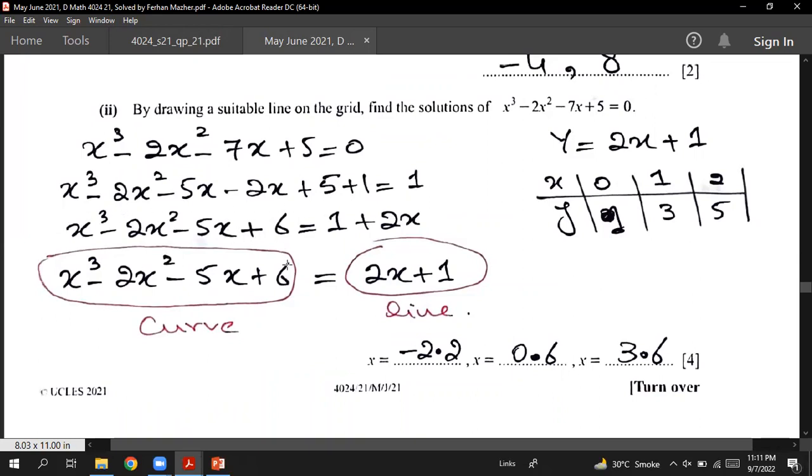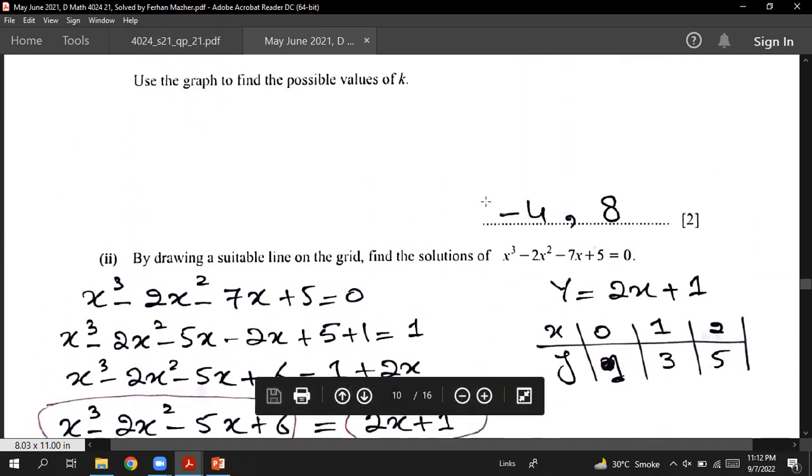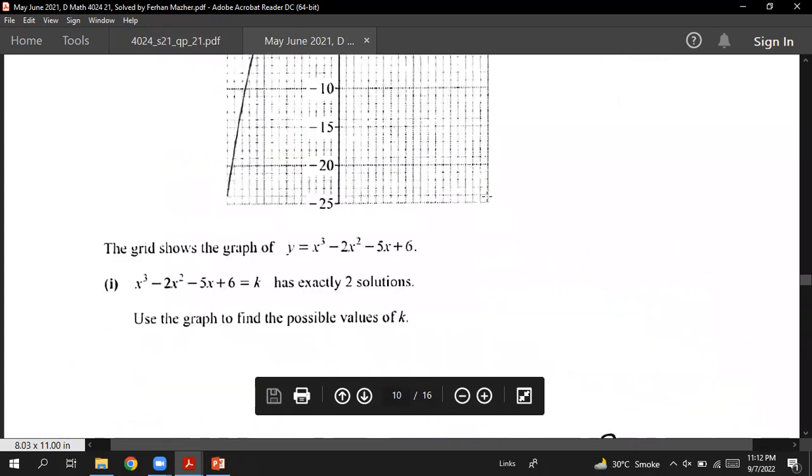Now you can see this side, x cubed minus 2x squared minus 5x plus 6, is exactly that expression whose graph I have already drawn. So this is that curve on the left side. And on the right side, I have 2x plus 1. So I will write it equals y, and then I will draw this line, y equals 2x plus 1. I will take different values of x, for example 0, 1, and 2. I put them in this equation and get the values of y, which are 1, 3, and 5. Then I will plot this line, y equals 2x plus 1.